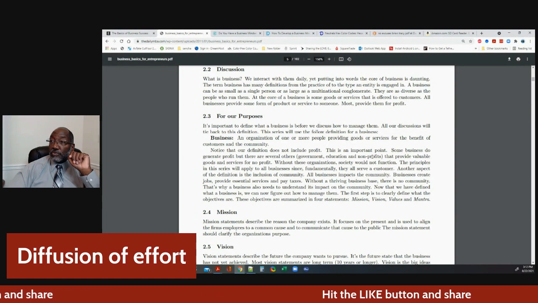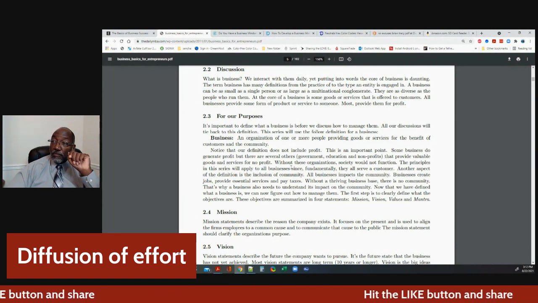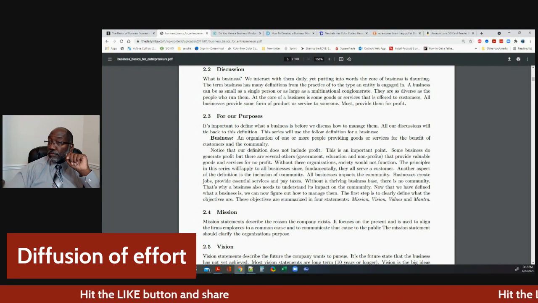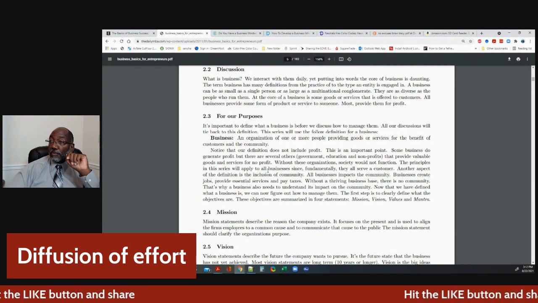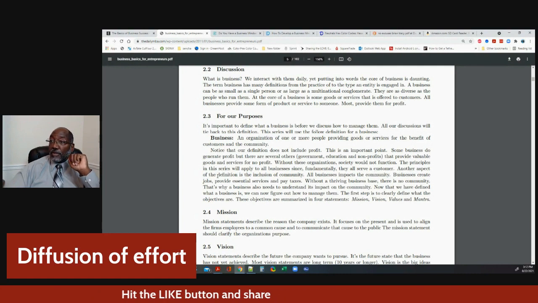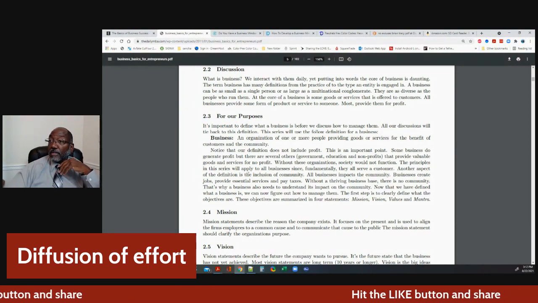Some businesses do generate profit, but there are several others, government, educational, nonprofits, that provide a valuable good and services for no profit. Without these organizations, society would not function, and the principles in this series will apply to all businesses, since fundamentally they all serve a customer.